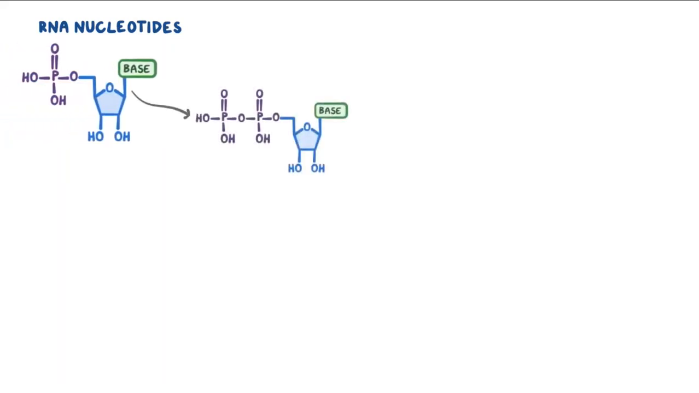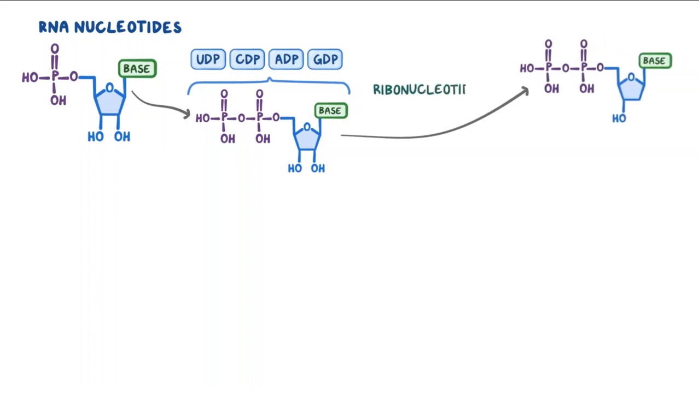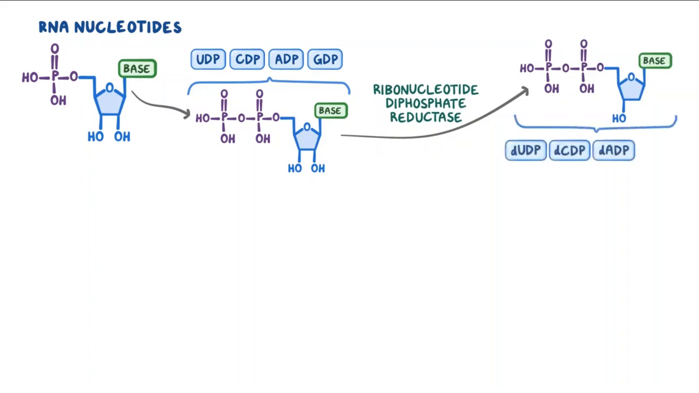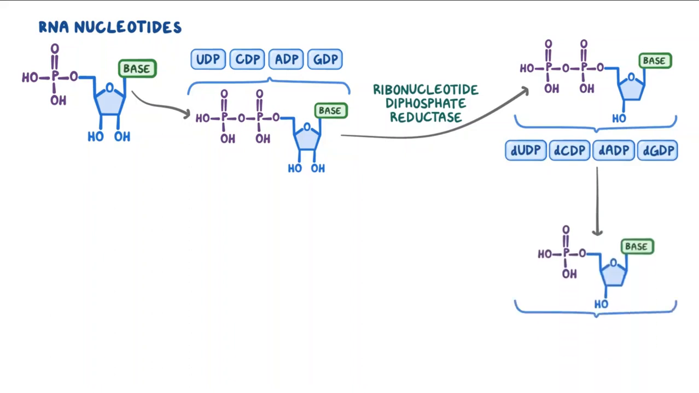Okay, RNA nucleotides are usually in the monophosphate form, but to get to DNA nucleotides, we need them in the diphosphate form, so CDP, UDP, ADP, and GDP. Next, an enzyme called ribonucleotide diphosphate reductase will reduce the ribose within them into deoxyribose, creating dCDP, dUDP, dADP, and dGDP. After this, they just need to lose a phosphate group and we'll have dCMP, dUMP, dAMP, and dGMP.